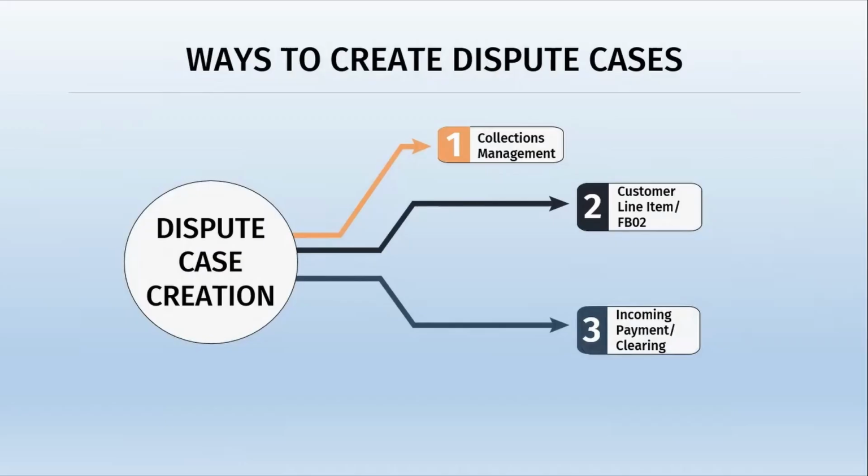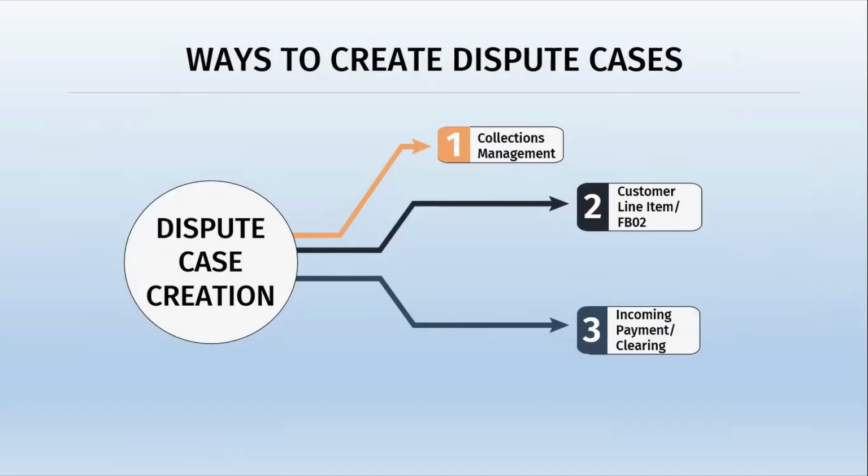The next method is the incoming payment. Suppose there is an invoice of $1,000. The customer has only agreed to pay $800 on the line item. The balance 200 they are not willing to pay. So you want to create a dispute case on the balance $200. You'll go to the transaction F-28, select the line item, and then make a partial payment. From there itself, you will have an option to create a dispute case. You can either select the reason code or keep it blank as well.